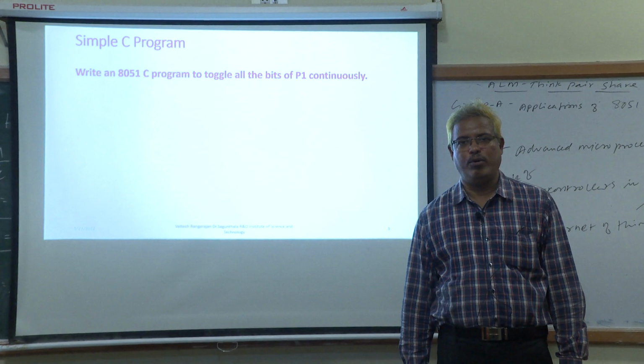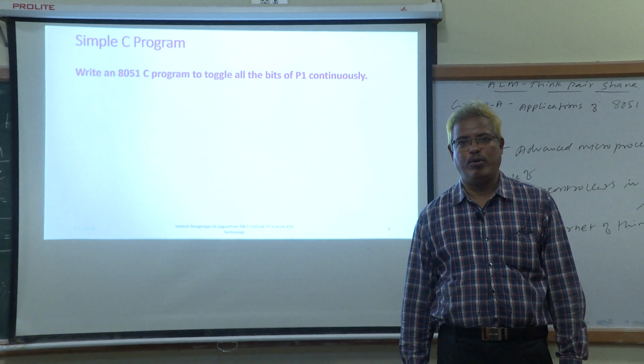Then void main, and then start the for loop. The for loop will run forever. We can use a while loop or a for loop. If we give port 1 equal to 0x55, then the LED will glow 101 101, and then port 1 equal to 0xAA. So it will continuously toggle. 0x55 in port 1, again 0xAA, it will continuously toggle.